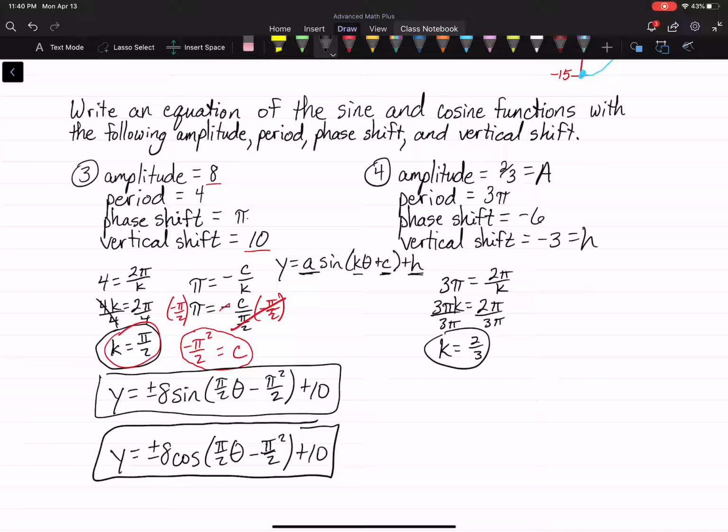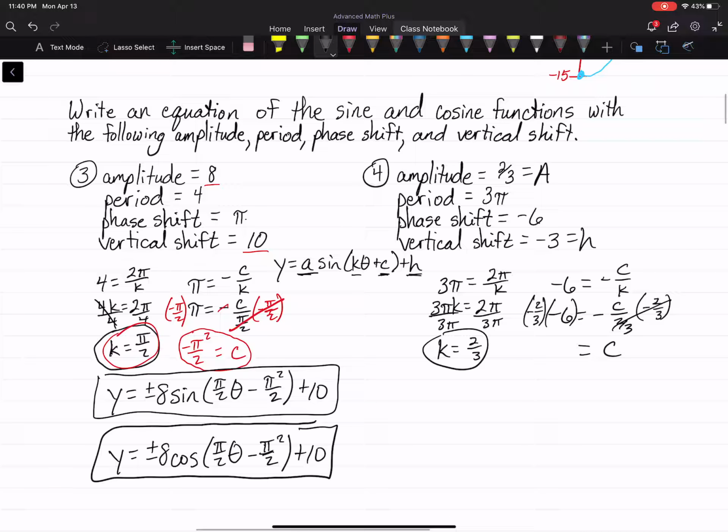The phase shift in this problem is negative 6. So it will be equal to negative C over K. Negative 6 is negative C over K, and K is 2/3. Again, we just found K, so I'm just plugging that in. If I multiply by negative 2/3 on both sides, I get C, these cancel, equals positive 12 over 3, which equals 4. So C is 4.